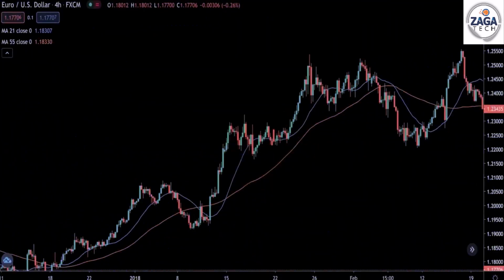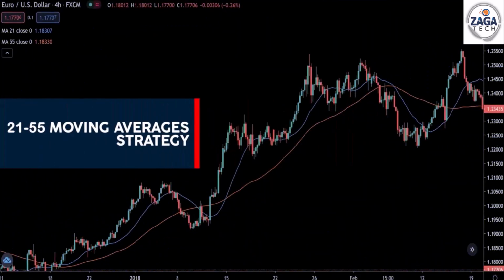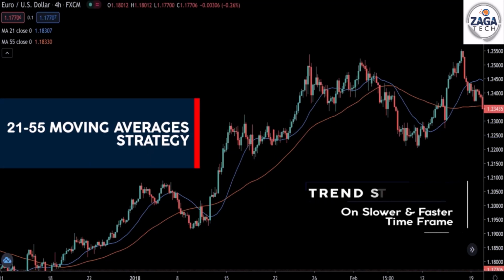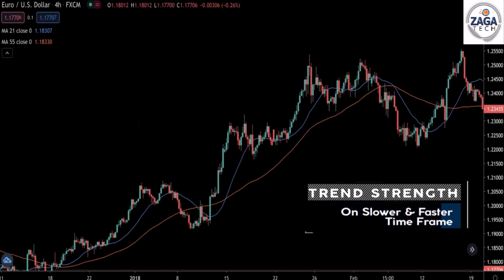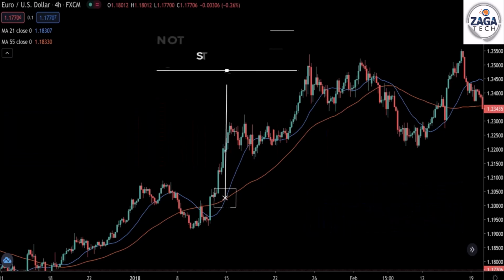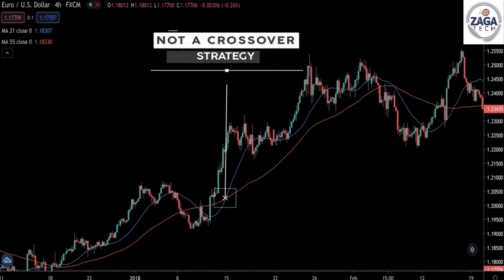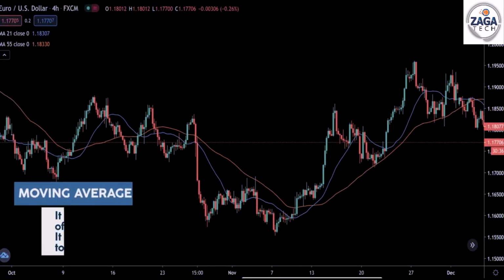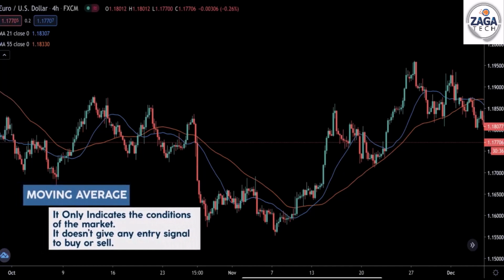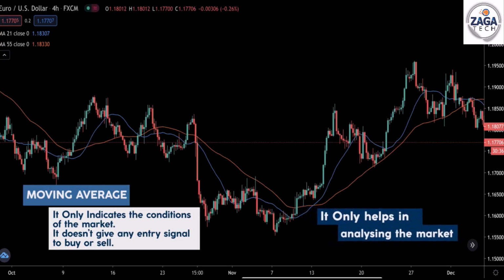So in this strategy, we will be using the 21 and 55 moving averages. This setup will provide a good indication of the trend strength on a slower and faster time frame. Before I show you how to apply this strategy, let me first point out that this is not your typical moving average crossover strategy where you enter a trade when a fast moving average crosses a slow one. While that strategy is perfectly normal and valid, I like to show you a specific repetitive pattern that I have observed rather frequently. Now, remember that moving averages are simply indicators that indicate the conditions in the market. By itself, they are not entry signals that tell you when to buy or sell. Rather, they are meant to be used as a tool when analyzing the market.